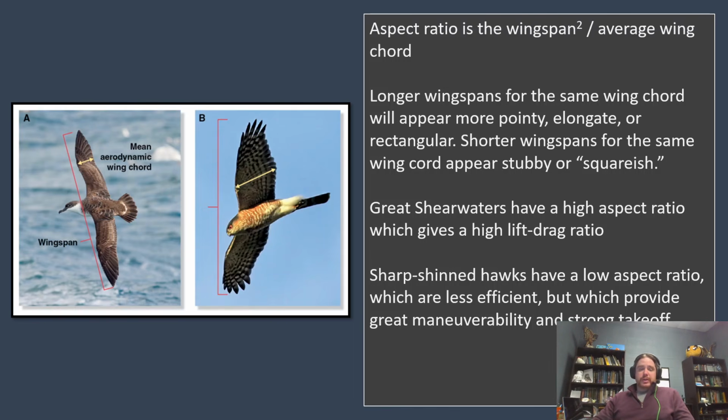And so here you have that example with a great shearwater and a sharp-shinned hawk, where the great shearwater has these very elongate looking wings because the wing chord relative to the wingspan is quite short. And in a sharp-shinned hawk, the wing chord relative to the wingspan is closer to the same. It's not the same, of course, because that would be a perfectly square wing, but it's closer to the same.